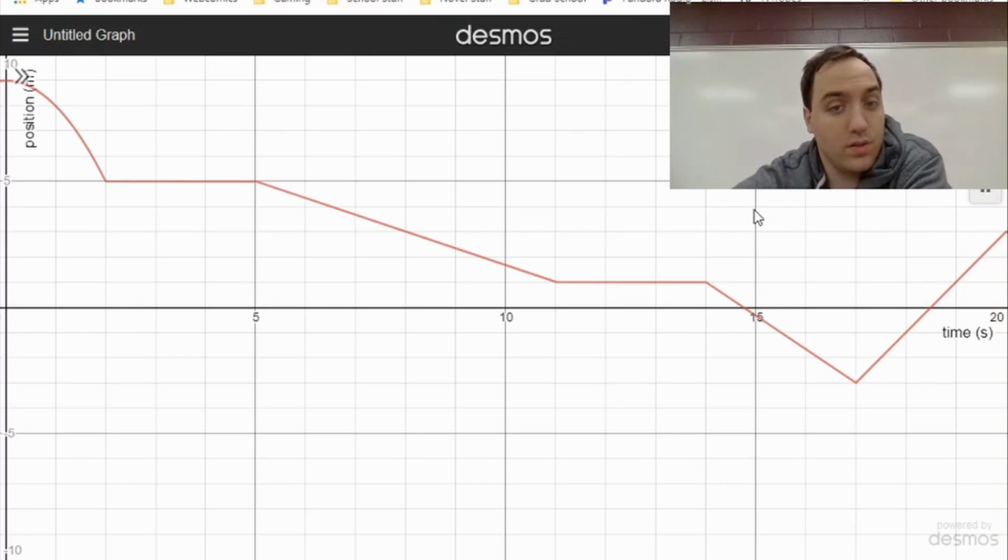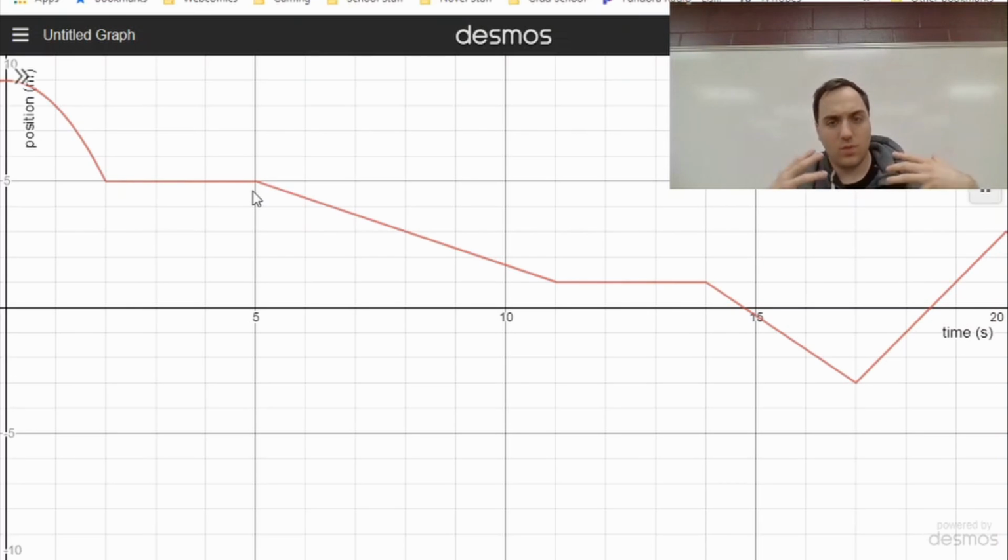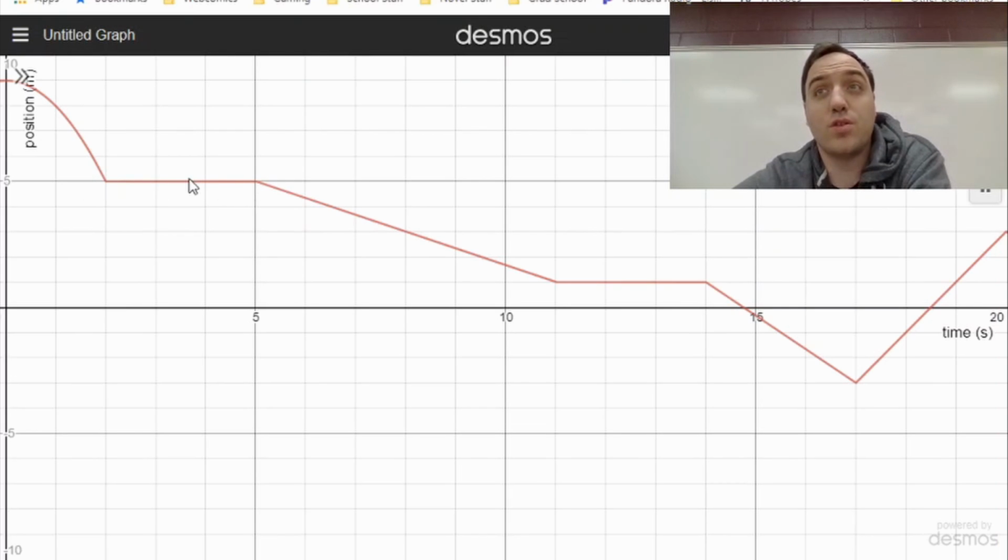We can also talk about where we're standing still, anywhere where it's flat on a position time graph. So we're standing still here, we're standing still here. Awesome, great. What else can we do? Well, we can calculate the velocity. For a curved section, it's going to be nearly impossible, so don't do it. But on a flat section, it's going to be 0, which is just boring, so we don't do it.